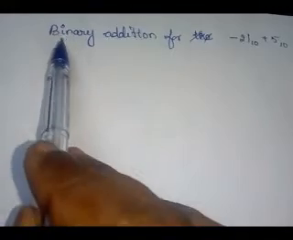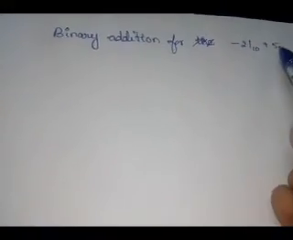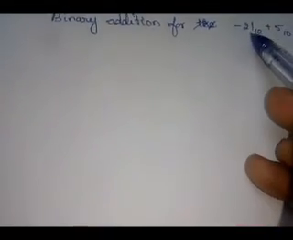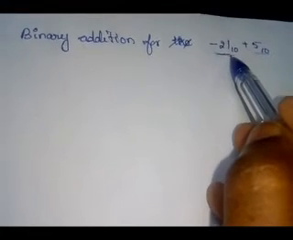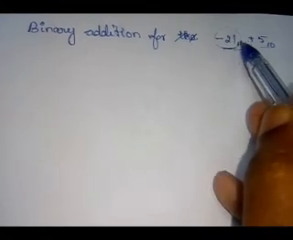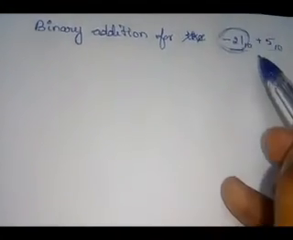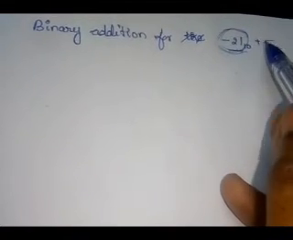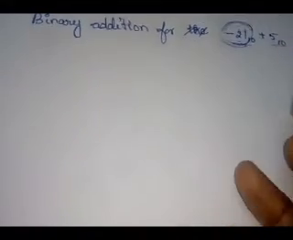One more problem is here: binary addition for minus 21 base 10 plus 5 base 10. Okay, here is one negative number and one positive number. What we are doing? We want to convert into binary numbers. This is the negative number. A negative number we should represent in 2's complement. Then add both numbers. Then we will get the answer.